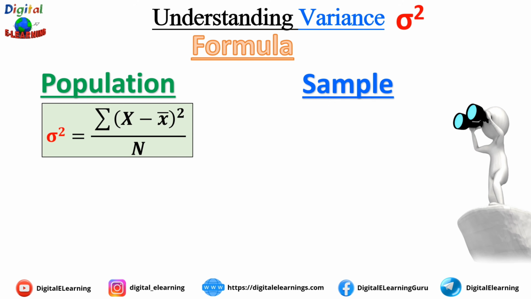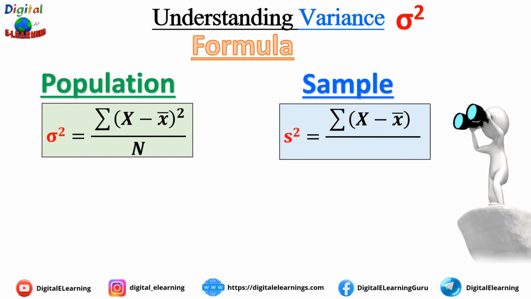But if you have sample data, the formula is s square is equal to summation of (x minus x bar) whole square divided by n minus 1. When the data is a sample from a large population, we'll use this formula. In the denominator, you will see we have n minus 1 instead of capital N. This is known as Bessel's correction.